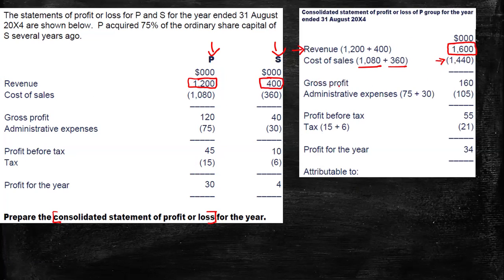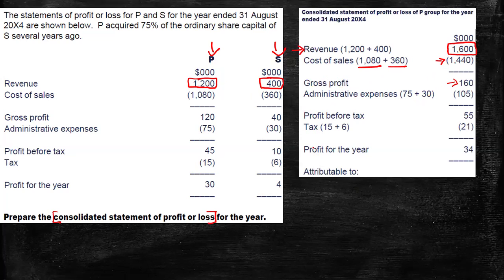Now for the gross profit calculation, you don't have to add up the gross profit amounts. Instead, you already have the revenue amount here in the consolidated statement of profit and loss. You also have the cost of sales amount. You will take their difference and calculate the gross profit amount. So for the gross profit amount, you don't need to add the gross profit amounts of the parent and subsidiary. Instead, you have to calculate the gross profit amount.